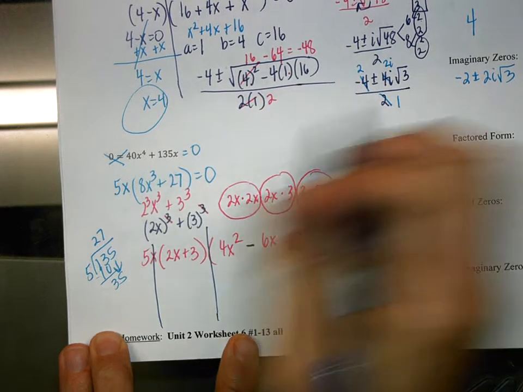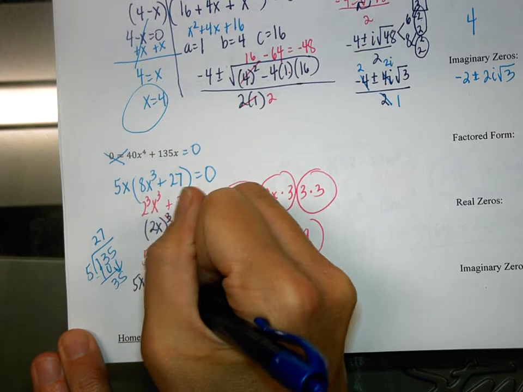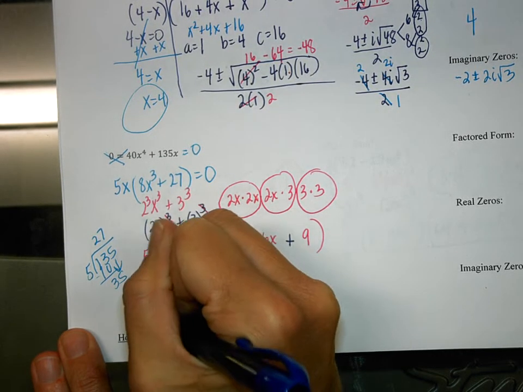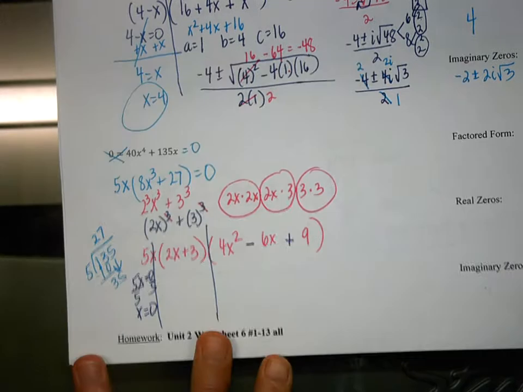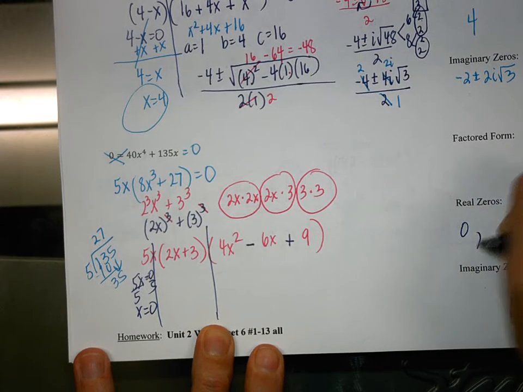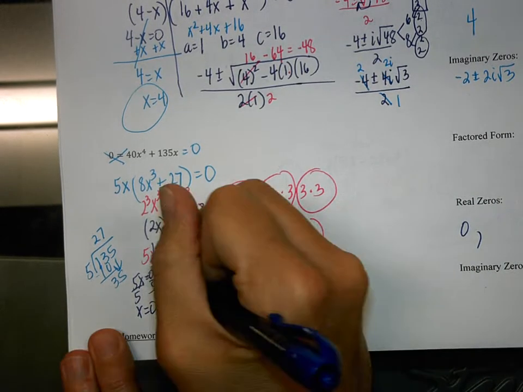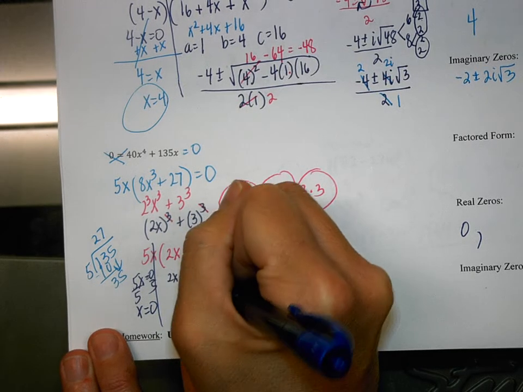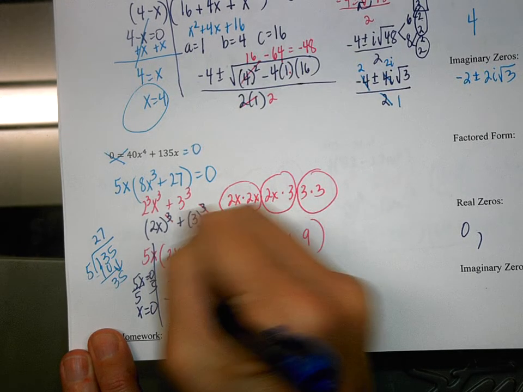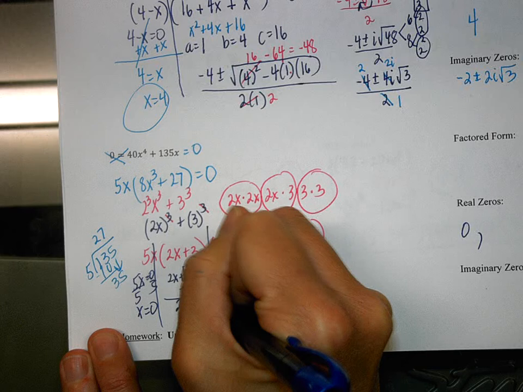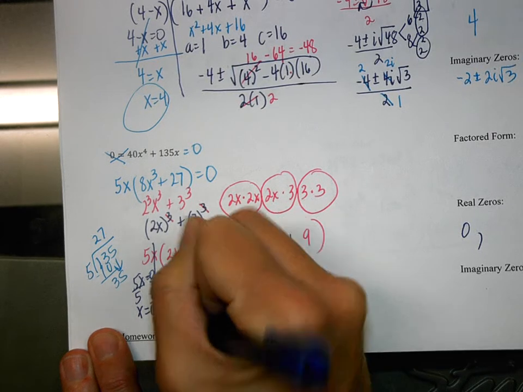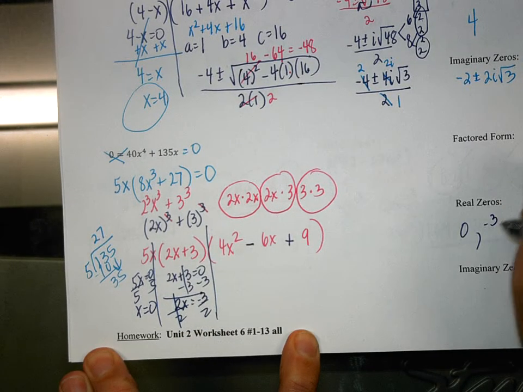If you have 5x equals 0, we divide by 5 to both sides, and we just get x equals 0. So that is a real 0. 2x plus 3 equals 0. I subtract 3 to both sides. We have 2x equals negative 3, divide by 2, and then we have negative 3 over 2.